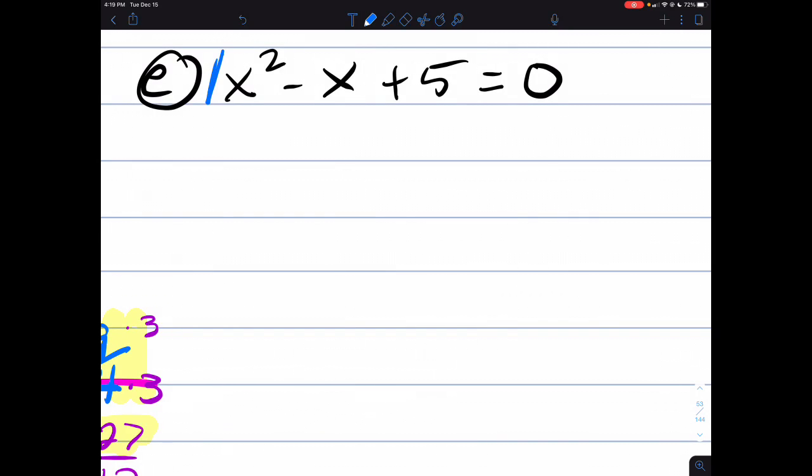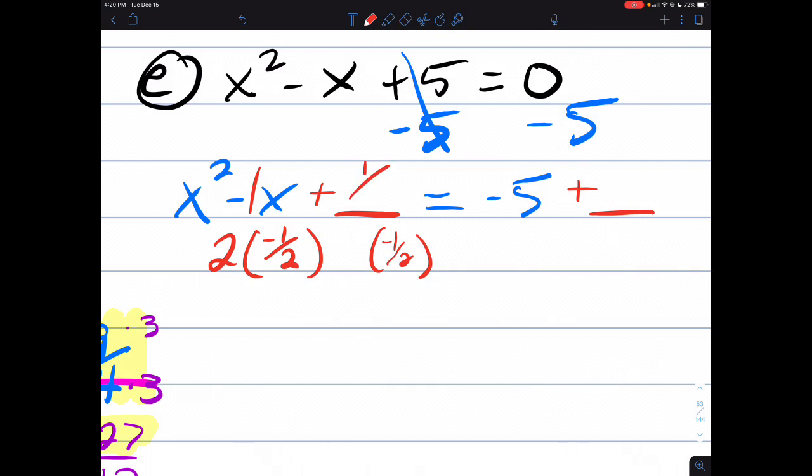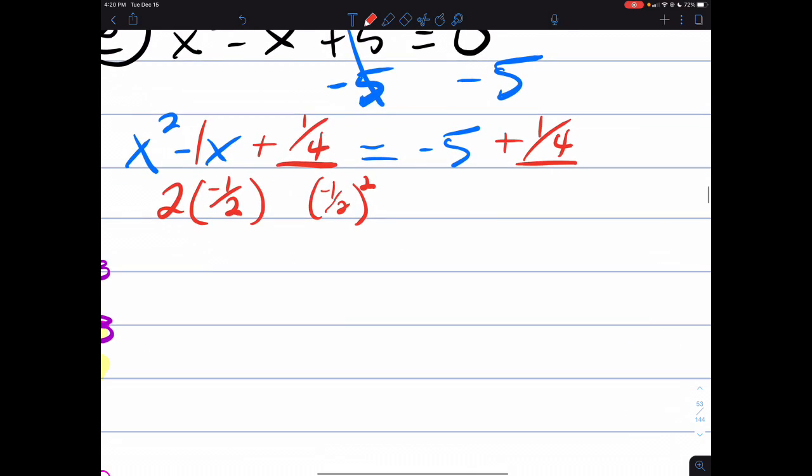Notice how E has a leading coefficient of 1, so we don't have to do that divide thing at the beginning. Go ahead and move your old constant: x squared minus x, leave a blank, equals -5. In our blank, we need to find the number that completes the square. So 2 times what gives us -1? Well, that would have to be -1/2. And then we'll square -1/2 to get 1/4. We add 1/4 to both sides. And now we need to factor. That's going to become x minus 1/2 squared.